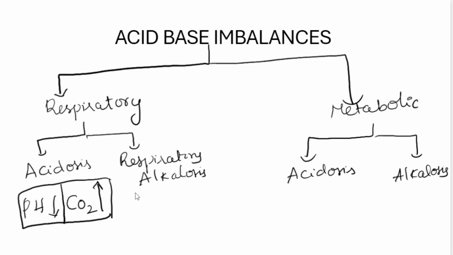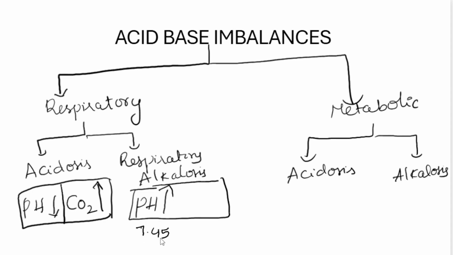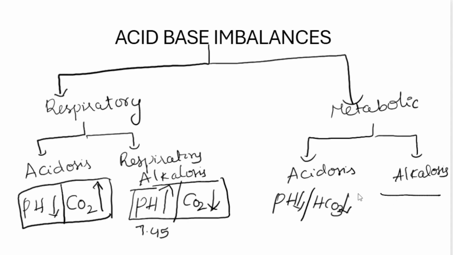In alkalosis, what will happen? Alkalosis always means pH will increase to more than 7.45, and respiratory alkalosis means the CO2 level decreases in our blood. Then what is metabolic acidosis? Here pH always decreases and HCO3 also decreases. In metabolic alkalosis, pH increases and HCO3 increases.